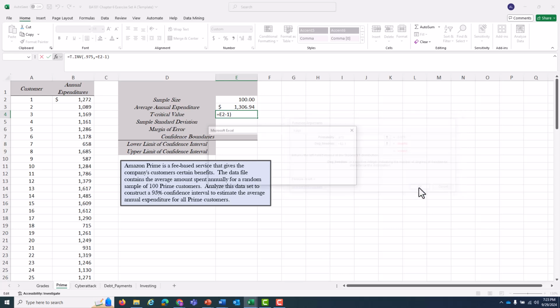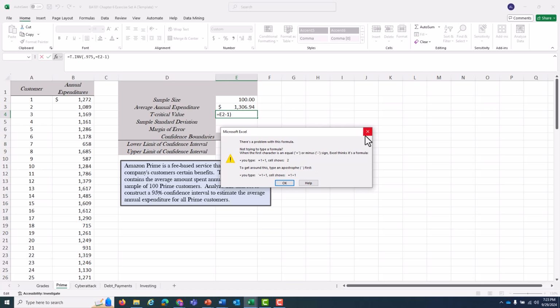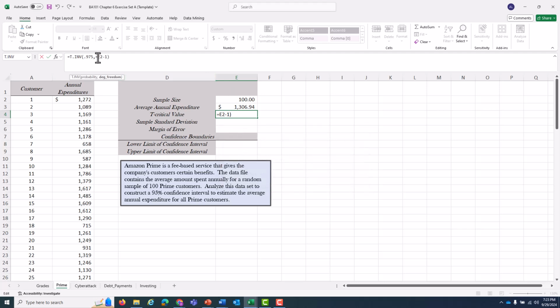So all in all, when I put that in, I get a t critical value of 1.9842. And it's probably even more numbers than that, but we'll round off to that point. And we need that purely for our calculation.